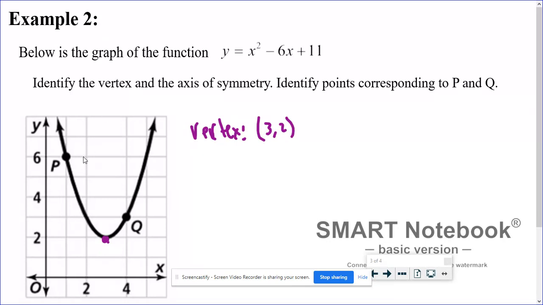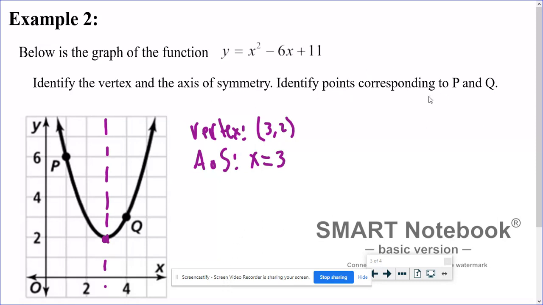The axis of symmetry is a vertical line that goes through the vertex. So the axis of symmetry is a line. It's always a vertical line, so it's always going to be x equals. And if you already know the vertex, it's going to be x equals whatever the x coordinate of the vertex is. So in this case, it is 3.